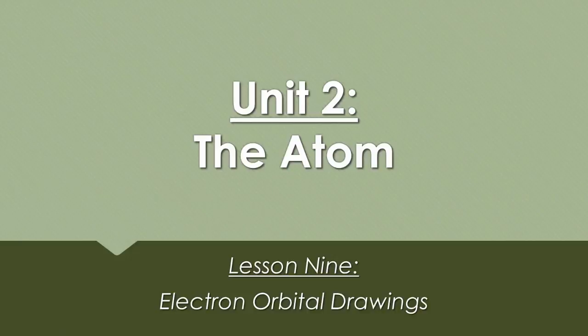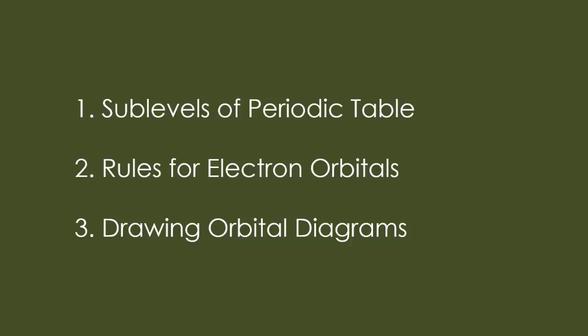Lesson 9 is going to be on electron orbital drawings. So we're going to talk about sublevels of the periodic table, rules for electron orbitals, and then drawing out these orbital diagrams.